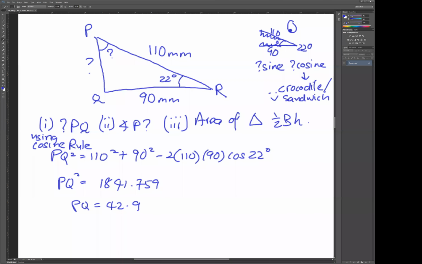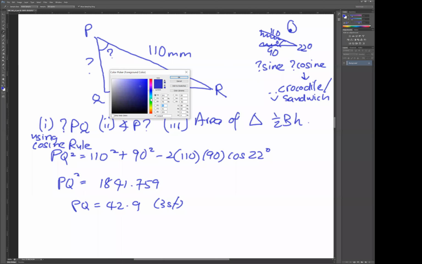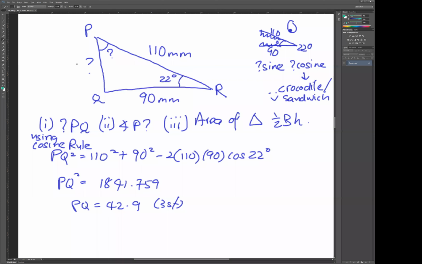So PQ is 42.9, to 3 significant figures. So now we know this is 42.9. Okay, let's move on, and then let's find the second part.